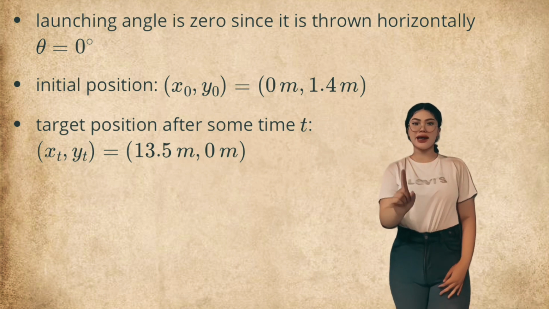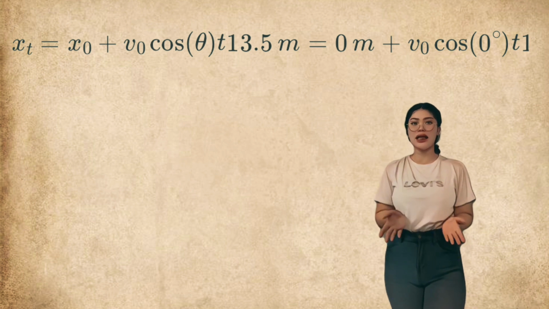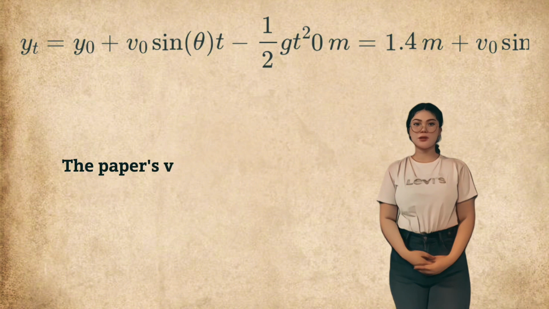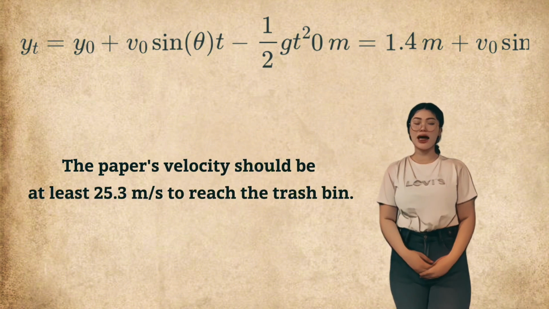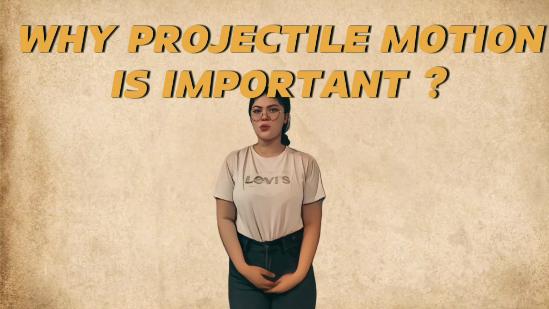Let's begin by getting the time when the paper reached the trash bin. This is by using the position equation along the horizontal. Now, we will substitute this as well as the other given values, 0, to the equation for position along the vertical. But now, why is understanding projectile motion so important?